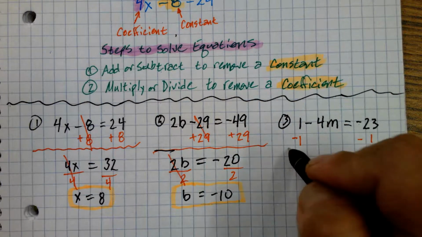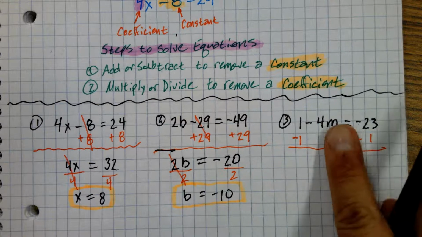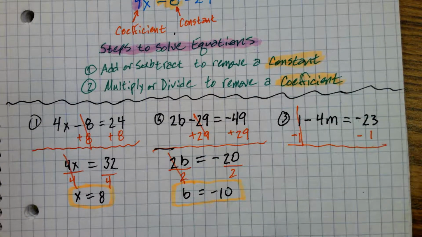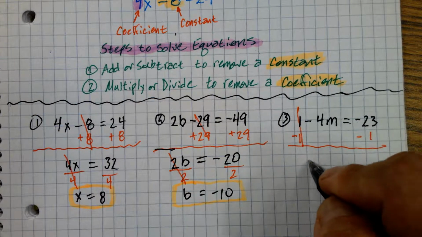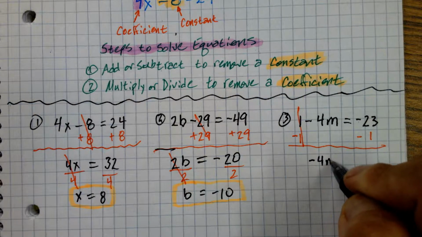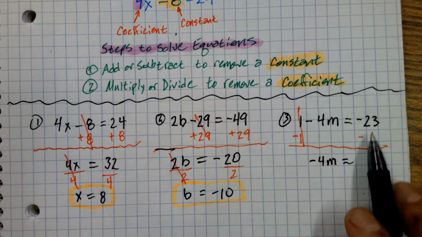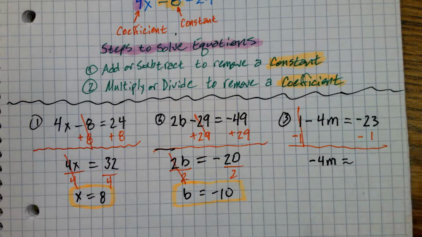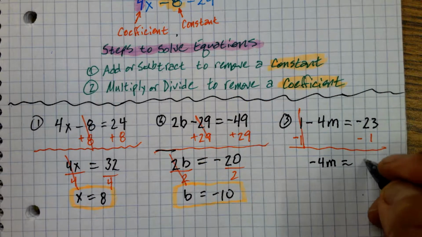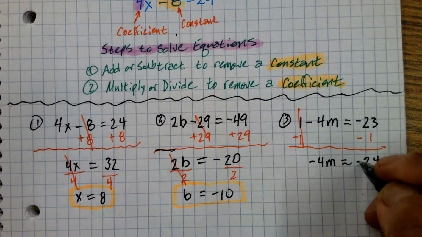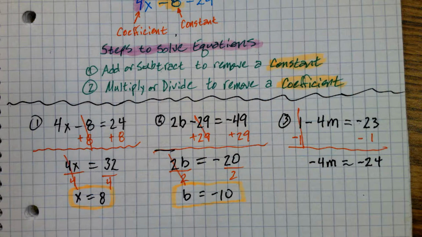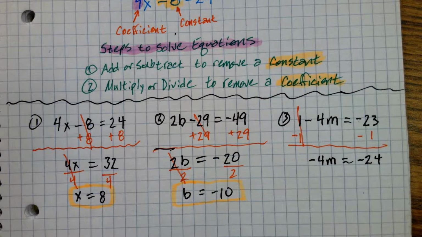Okay? So now, let's see what we get. Well, we already talked about this. 1 and negative 1 make 0. It's gone. Bring down what's left. What's left is negative 4m equals, well, here we're adding 2 negatives. So it's same sign, you add and keep. So I'm going to add those. That's 24, but I keep the negative sign. So it's negative 24.